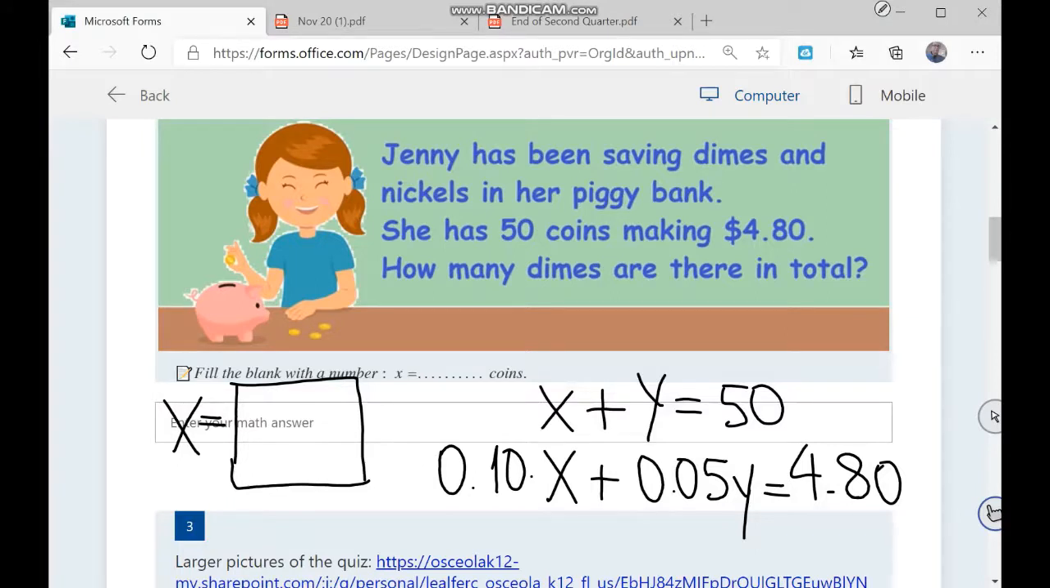After you solve, you're going to find x equals 46 dimes, and the nickels, you're going to have y equals 4. That means she has 46 dimes and 4 nickels. But the question is how many dimes? 46 dimes. This is the right answer for the bell work today.